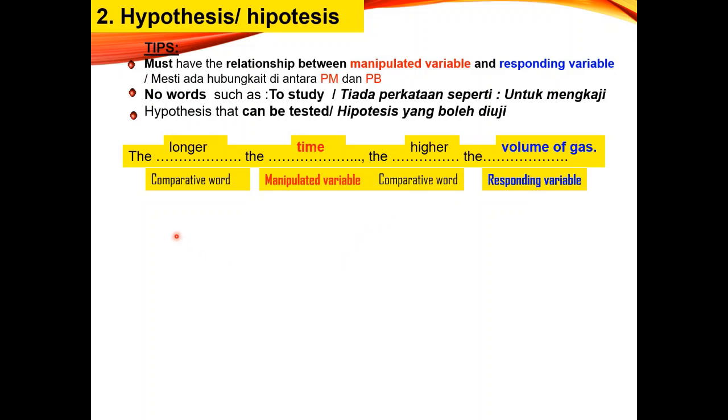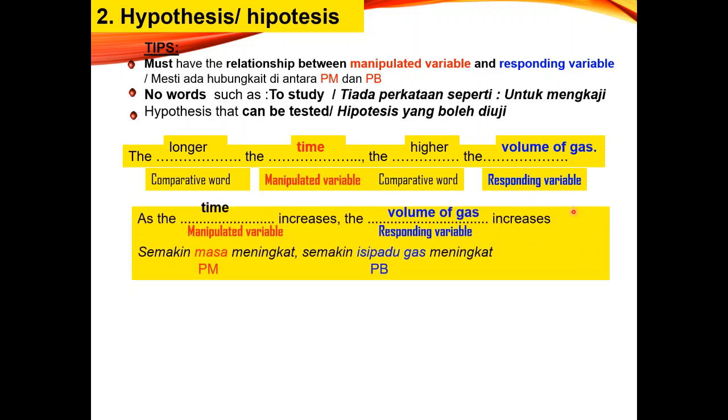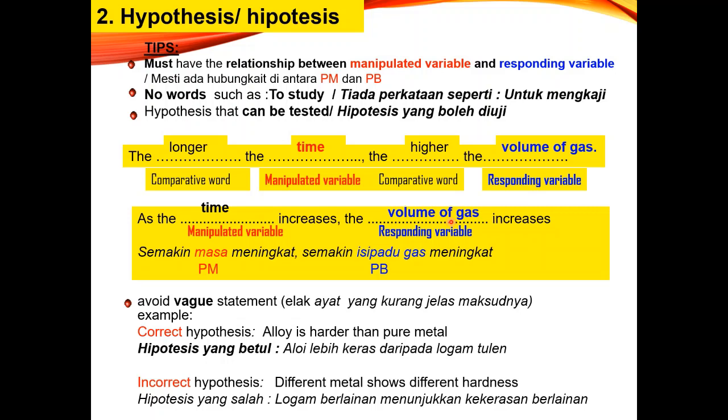And then you can see from here, you must relate the manipulated variable with the responding variable. Okay. And then you can also write this one as the time increases, the volume of gas increases. Okay. So manipulated and responding variable must be included in writing the hypothesis. So when you write the hypothesis, you cannot write the sentence and then you need to avoid the vague statement. Vague statement means elakkan ayat yang kurang jelas maksudnya.